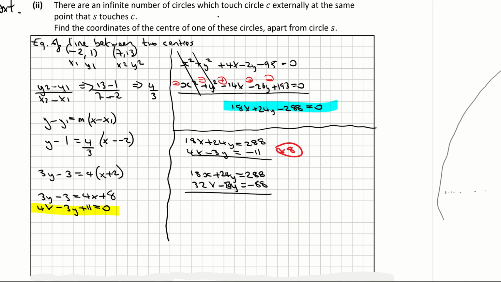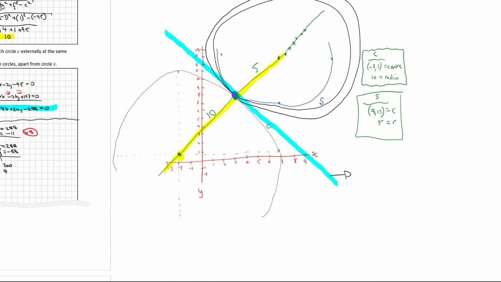The positive 24y and the negative 24y will cancel. 18 plus 32 is 50x is equal to 200. So that means that x is equal to 4. Now I don't actually have to solve for y, because let me show you on the picture. The 4 that we found is basically here. So if I draw that line up again, this is only a sketch, so it's here. Let's draw a bigger point. I've basically just found the 4 there.